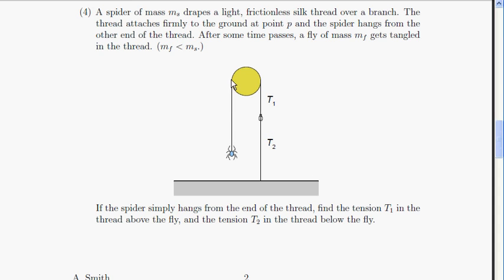So it's a frictionless thread draped over this tree branch or something. The point is this acts like a pulley, right? So the spider's hanging on the end. The fly gets caught here. We know the fly has less mass than the spider, and we want to find the tension in the strings here. This is, of course, fixed to the ground at this point P.